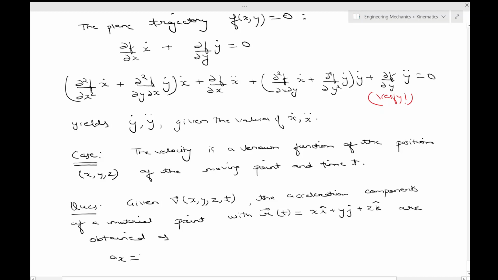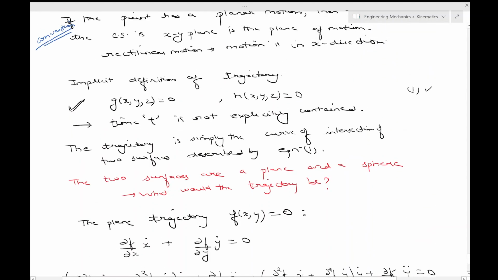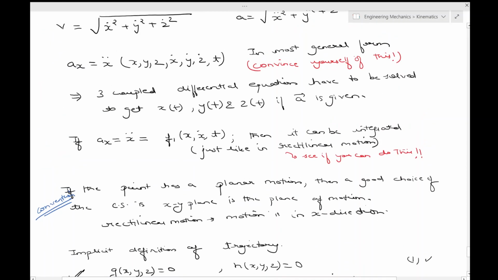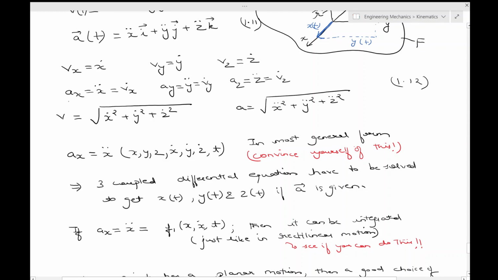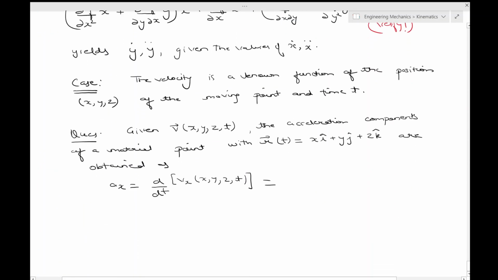Ax is equal to d by dt of v of x comma y comma z comma t. How do we know this? Over here, Ax is equal to Vx dot. So exactly that is what we are doing over here, differentiating with respect to time.